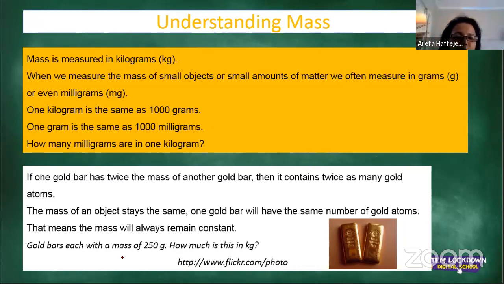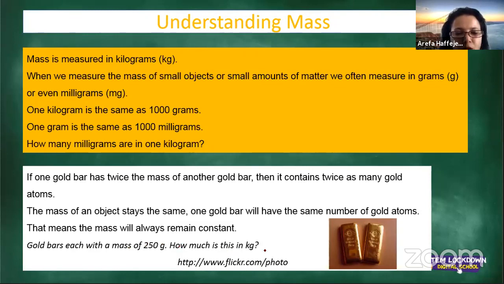So if one gold bar is 250 grams, how much do you think 1 kg of gold bars would be? That would be much easier than working out the milligrams into kilograms. Anybody wants to have an answer? Hi. Ma'am, can you hear me? Yes, I can. It will be 0.25 kilograms.